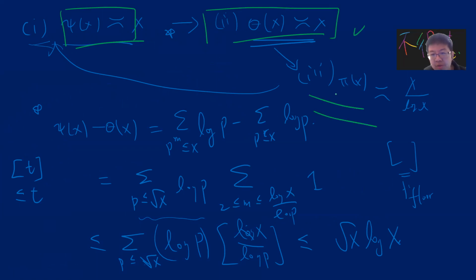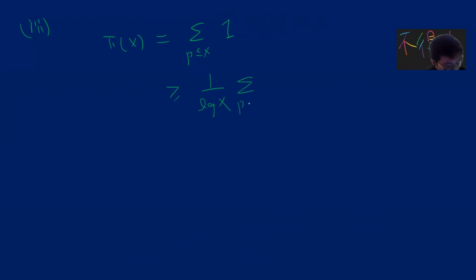Okay, so now we prove the third one. The third one is also, I guess, very simple, right? So first, pi of x is a summation over primes p less than or equal to x. So let's do the lower bound, right? So this is greater than or equal to 1 over log x, because I divide by log x, times the sum over p less than or equal to x of log p. Okay, so this is just theta of x divided by log x.